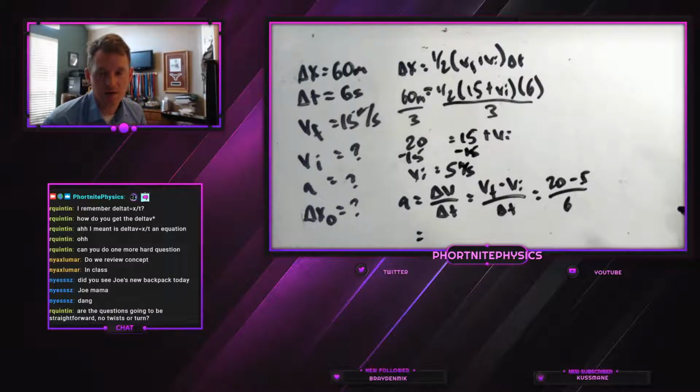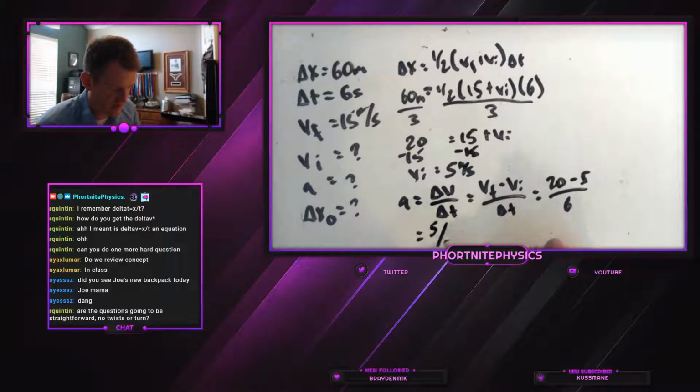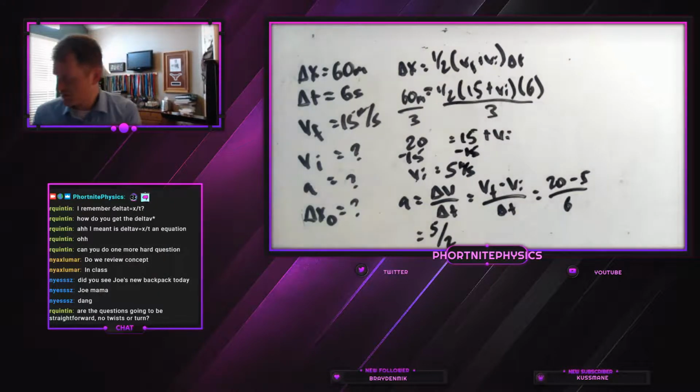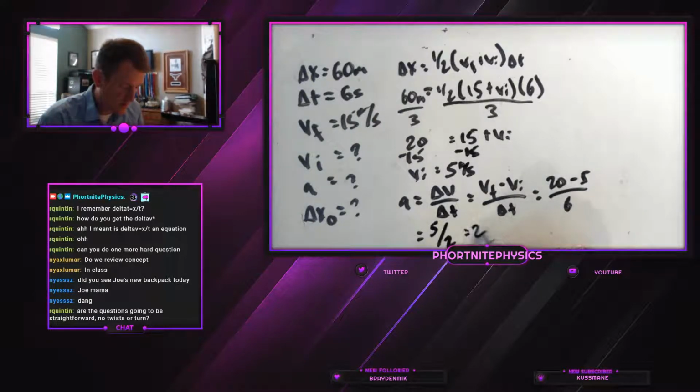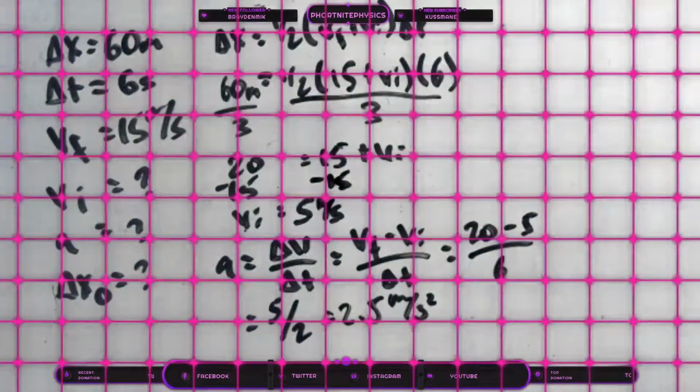So I'm not 100% sure I answered your question, but our acceleration is 15 divided by 6, or 5/2, 2.5 meters per second squared. So that's our acceleration. Okay, let's take a look at it up close so you guys get a chance before I erase it.